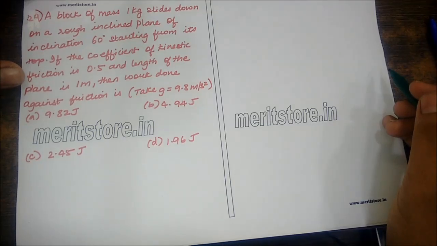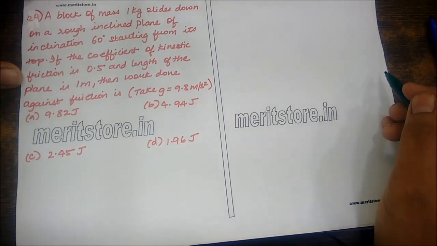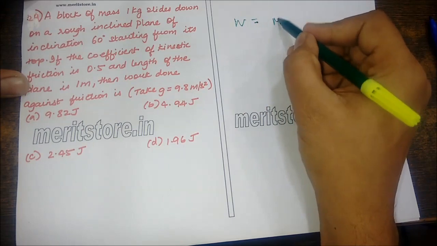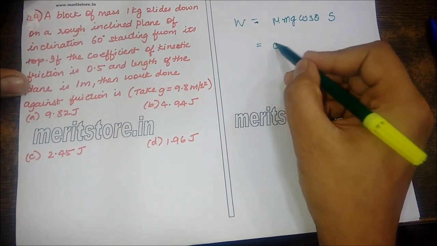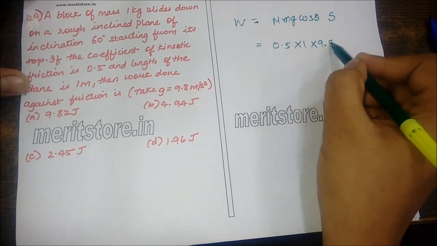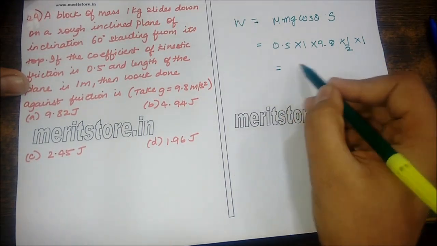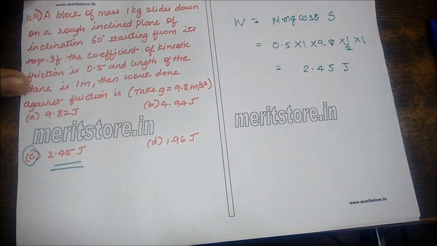A 1 kg block slides down a rough inclined plane of inclination 60 degree starting from its top. If the coefficient of kinetic friction is 0.5 and the length of the plane is 1 meter, then work done against friction is. Now to solve this question we know W, that is work done, is equal to mu mg cos theta into S, which is 0.5 into 1 into 9.8 into 1 by 2 into 1, which is equal to 2.45 joules. So option C, 2.45 joule is the correct answer.